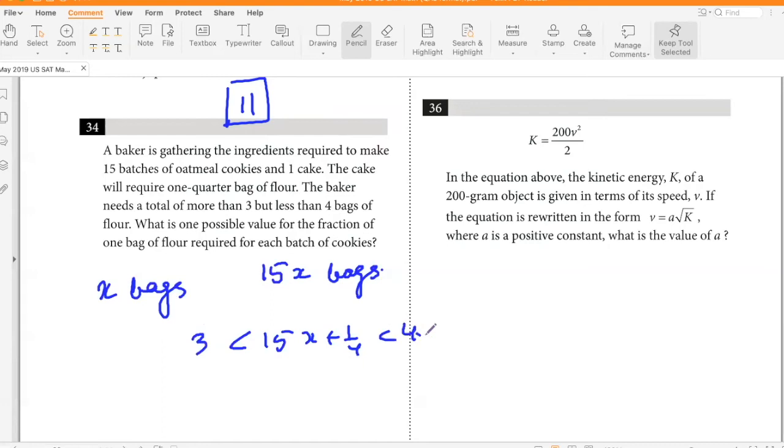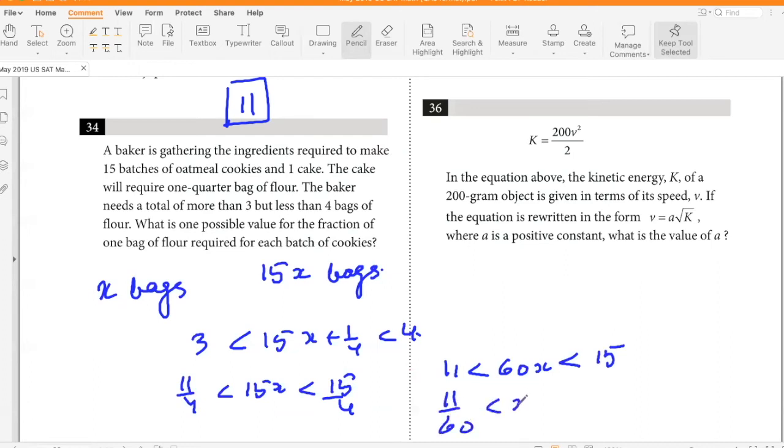So let's subtract 1/4. So I'll get 4 into 3, 12 minus 1, 11 by 4 is less than 15x is less than 15 by 4. Let's multiply by 4. So 11 is less than 60x is less than 15, and 11 by 60 is less than x is less than 15 by 60. Okay, so the fractional value of x can be between 11 and 15 by 60. So let's say 12 by 60, which is 1 by 5.